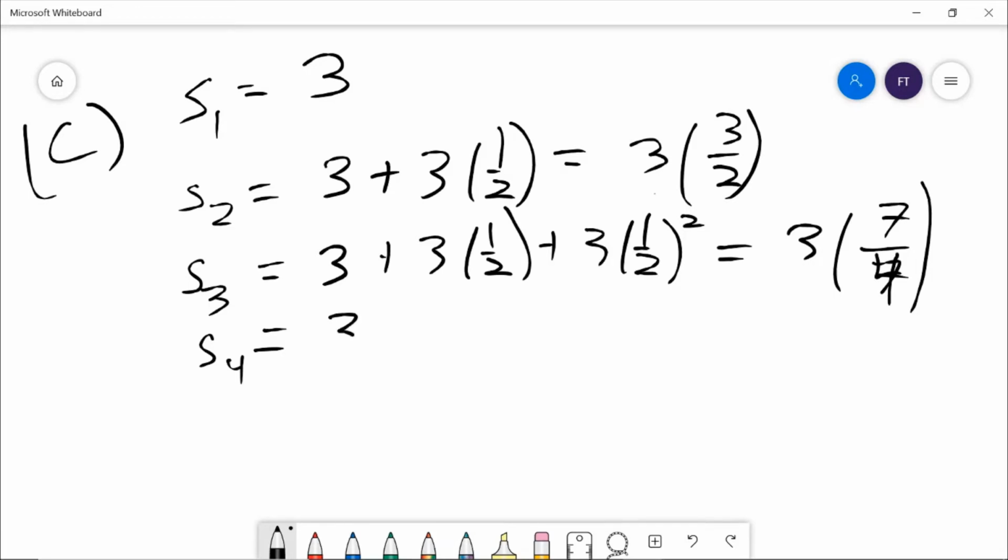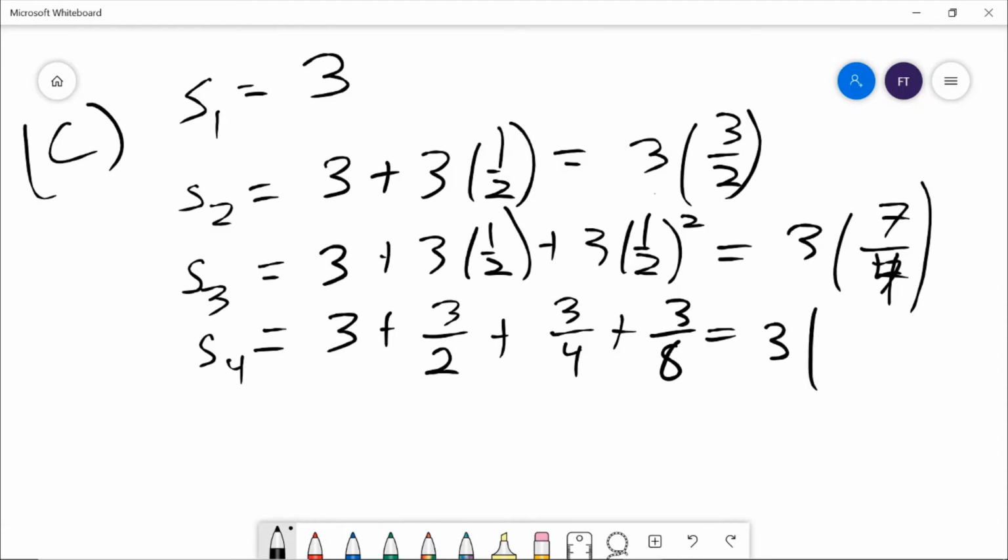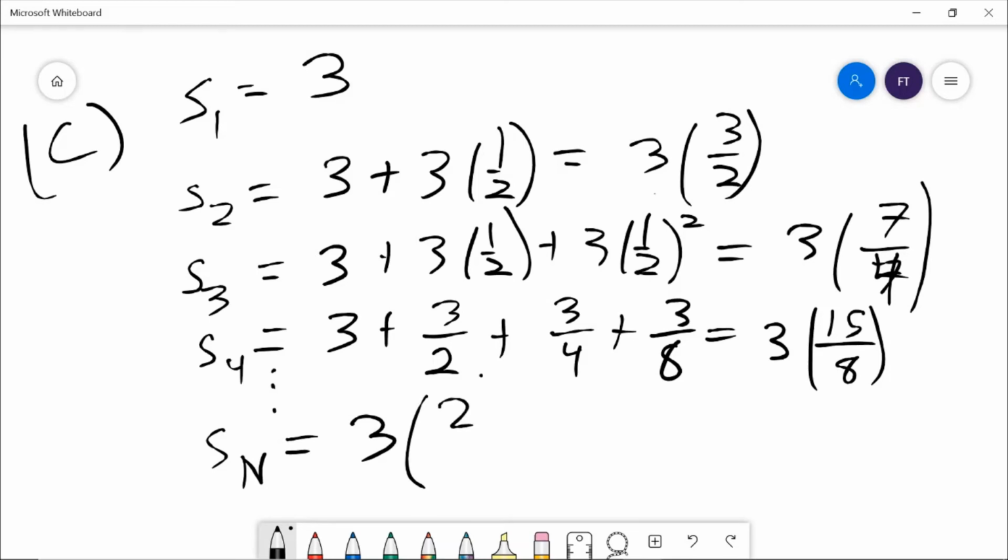So for S4, if we add up the first four terms, we have 3 plus 3 over 2, plus 3 over 4, plus 3 over 8. If we add these up, we get that this is equal to 3 times 15 over 8. Now, if we continue this, the pattern that we end up with for the sequence of partial sums S of n is 3 times (2 to the n minus 1) over (2 to the n minus 1).